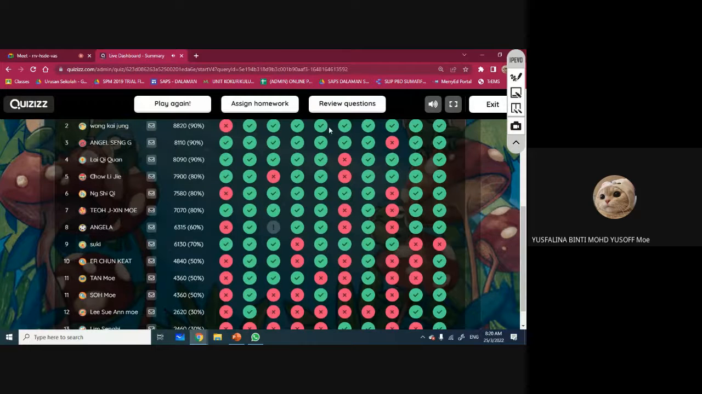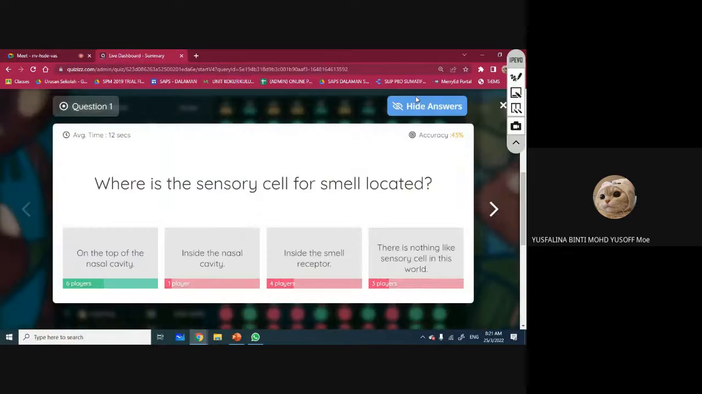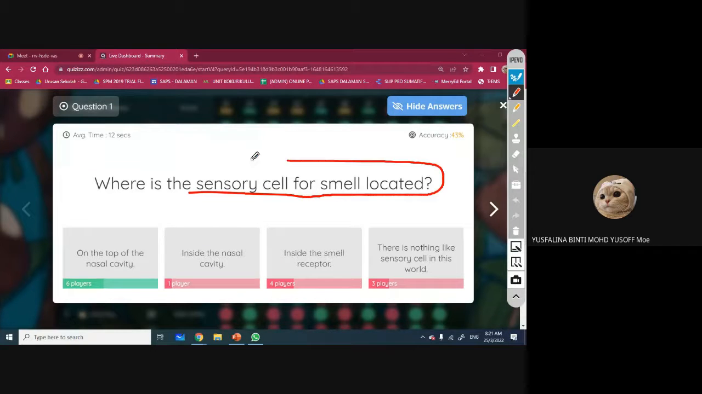So let's discuss the answer, then we stop. Where are the sensory cells for smell located? Remember, it's on the top of what? On the top of the nasal cavity. Remember, I said the opening and the passage, we call it the nasal cavity. So on the top of it is the sensory cell for smell.